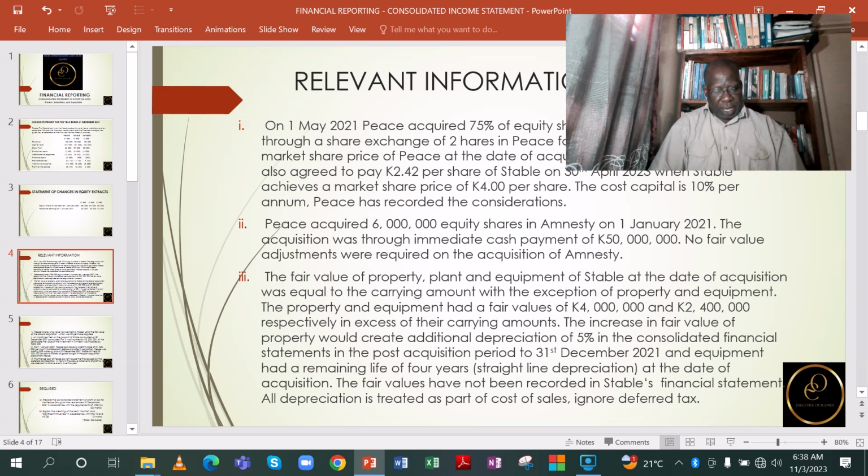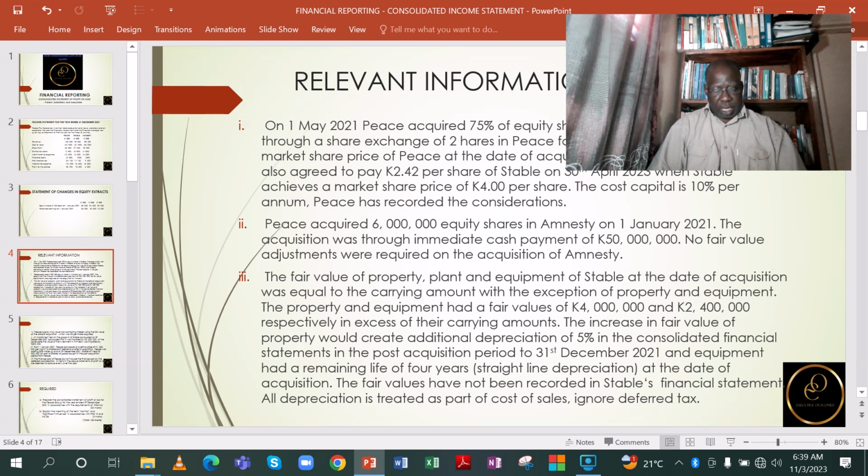Peace also agreed to pay 2 kwacha for each of the acquired shares of Stable on 30th April 2023. So it is going to postpone payment for these shares until 2 years later. This parent company is giving consideration in 2 forms: in the form of shares, that is the share exchange you are seeing here, and also in the form of cash, but the cash is paid at a later date.